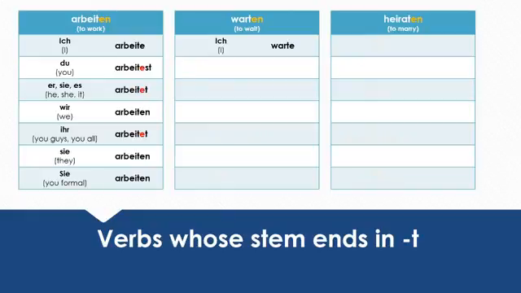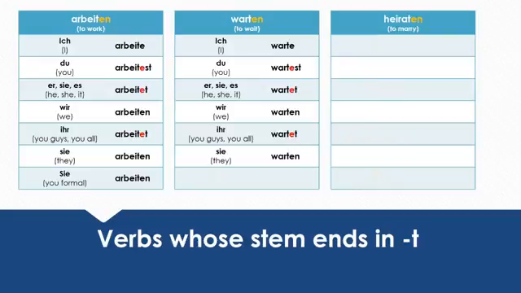Warten, to wait. Ich warte. Du wartest. We can see that there is an additional E here, so we add est to the stem. Er, sie, es wartet. We have an et here. Wir warten. Ihr wartet. Sie warten.